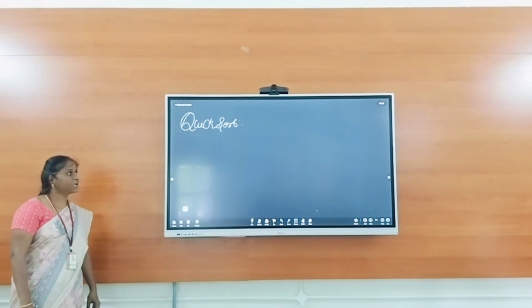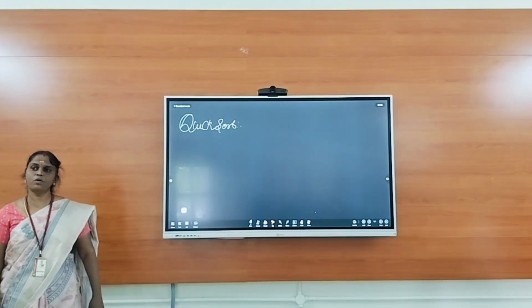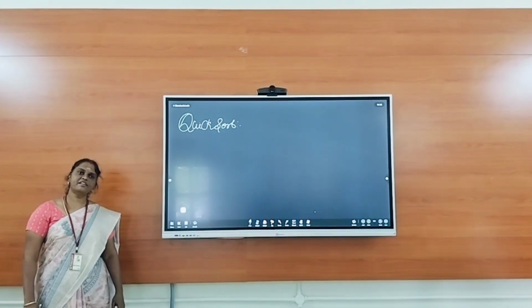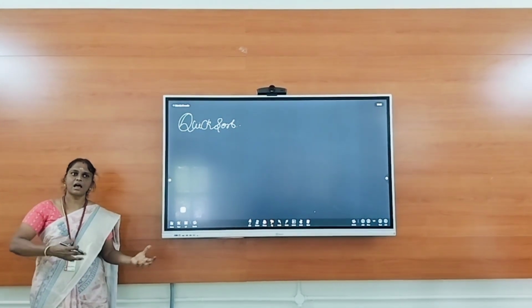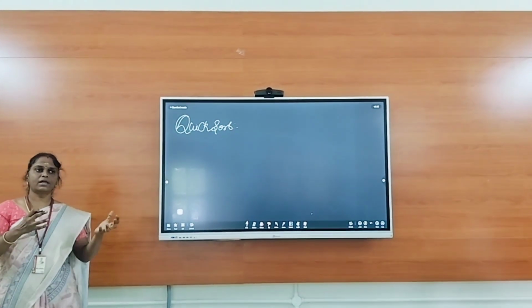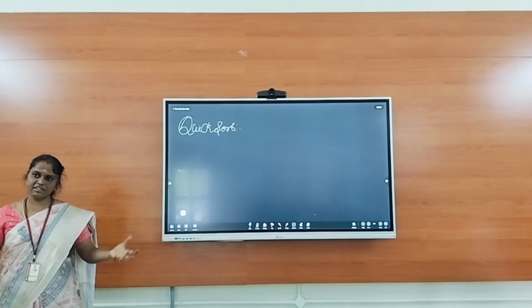Now I take the topic quick sort. Here is a small example to understand quick sort. A group of students is asked by the teacher to arrange themselves in height order. So there are two ways to arrange the students.